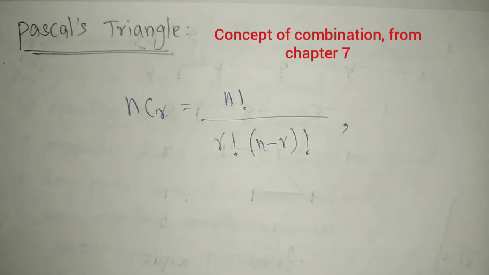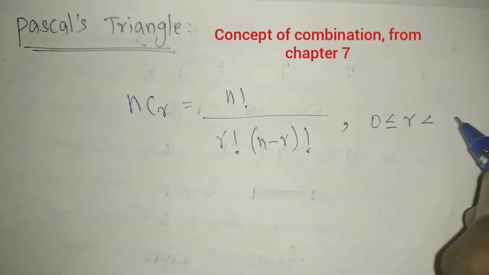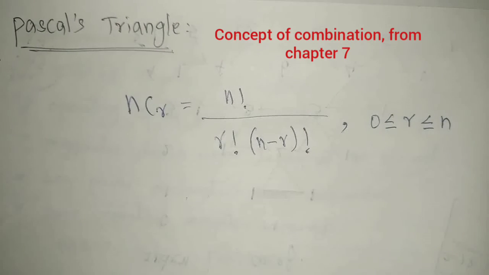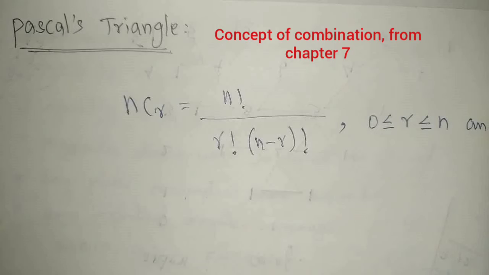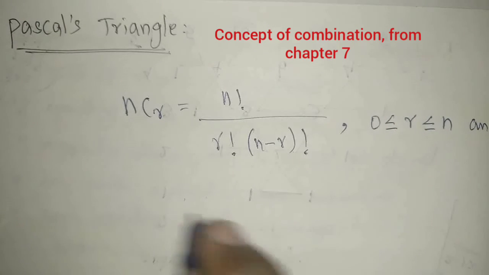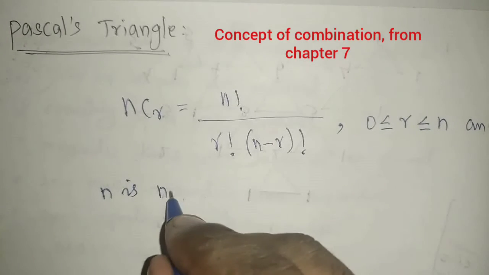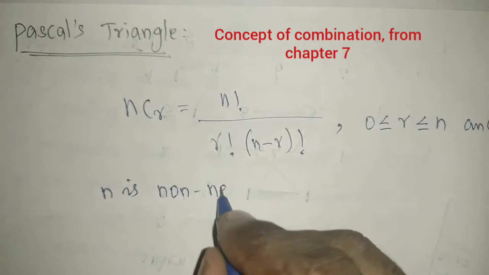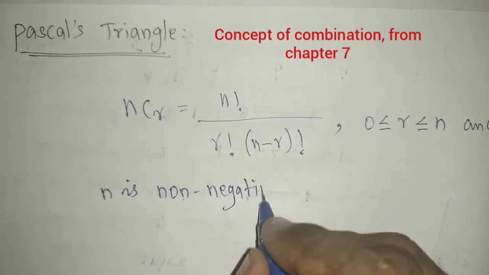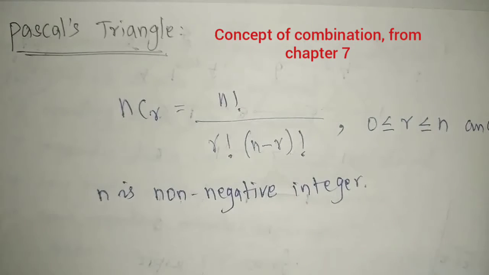Here the r value is there: 0 less than or equal to r less than or equal to n. Like that only they will give the r value, and n is definitely always a positive value. And here I will write n is a non-negative integer or positive integer, like that you can write.